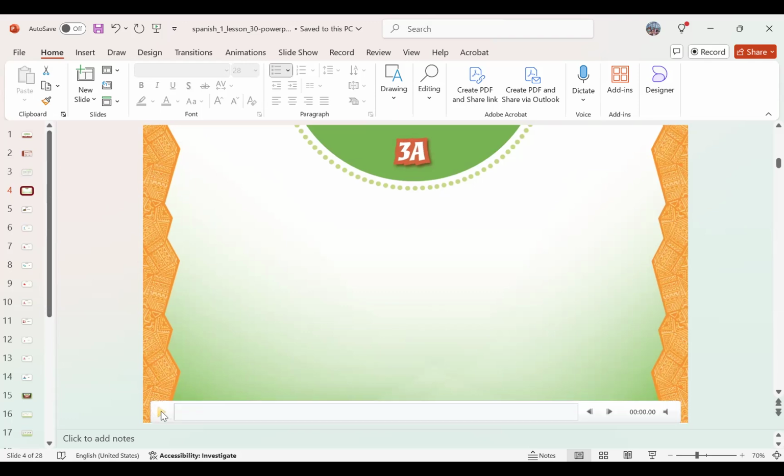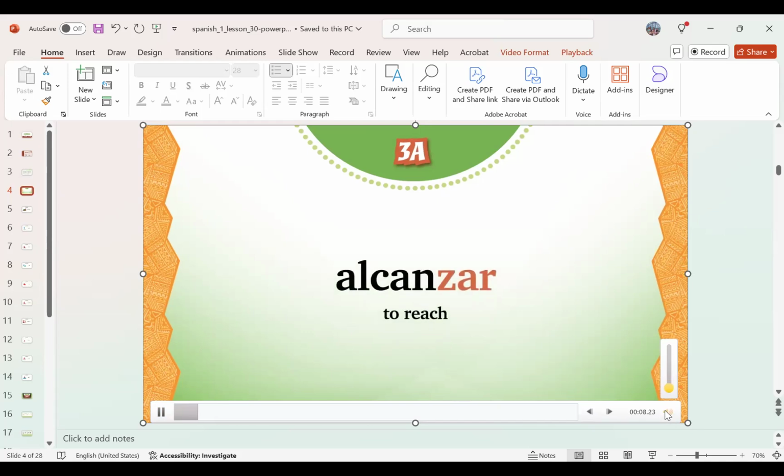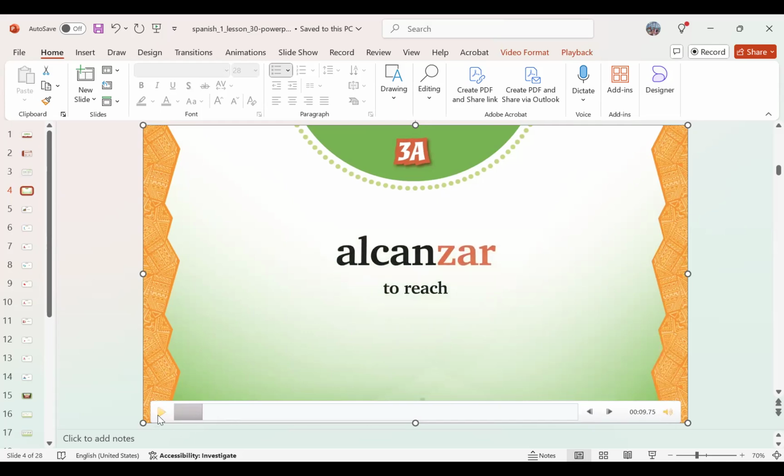Let's see over here. I will go over them. Alcanzar. Let's do this again. I'm only going to read 3A. This is on page 75, so you can go to page 75 in your workbook, and I'm going to read it one time and you repeat after me.